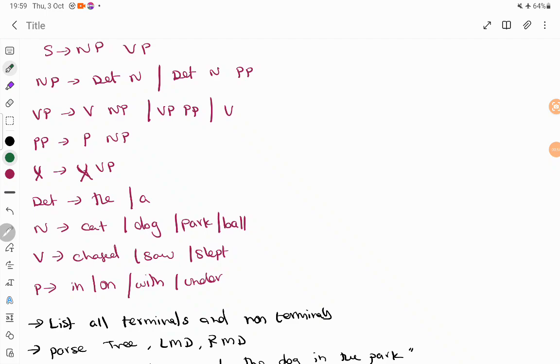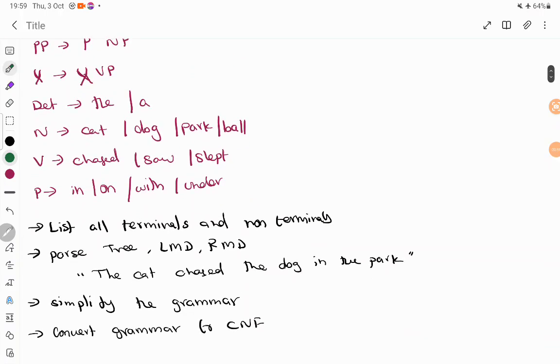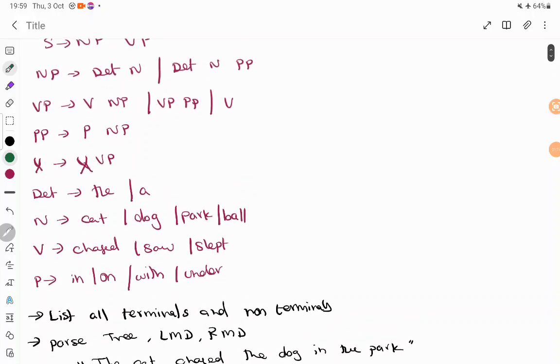Now with this grammar we are going to list all the terminals and non-terminals. This is the question portion. Whatever I have written in black is the questions. So we have to list all the terminals and non-terminals, and we have to derive a parse tree, leftmost derivation, and rightmost derivation for the given statement. And we have to simplify the grammar and convert the grammar into Chomsky normal form. So we'll start one by one.